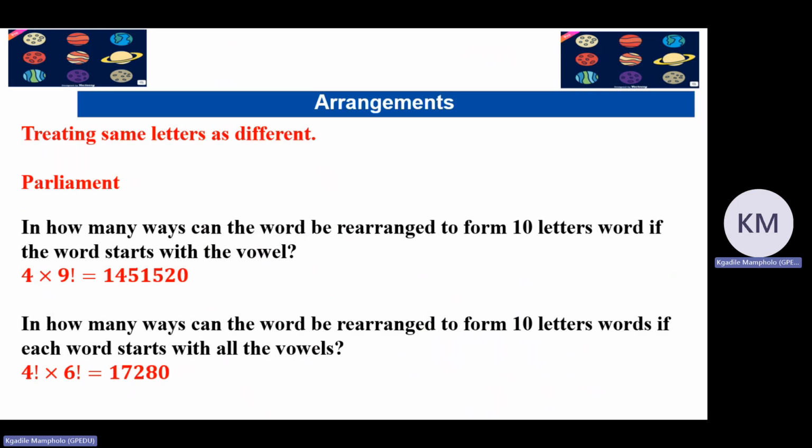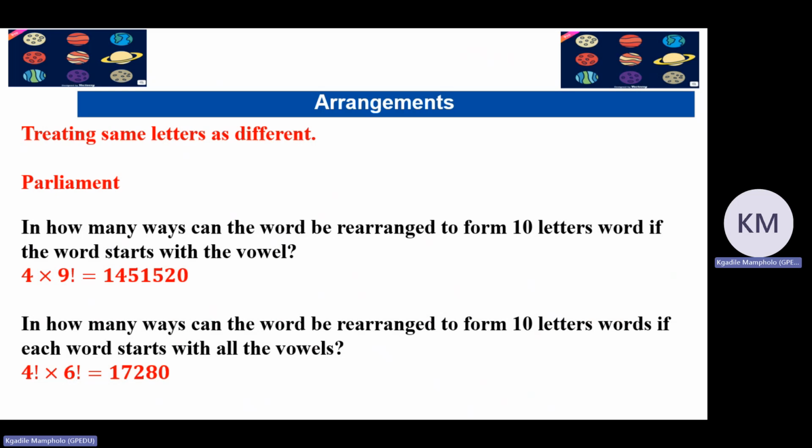So if you choose 1 vowel out of the possible 4, you remain with 9. The rest of the 3 vowels will be mixed with other letters, then you play around with them. They are 9. So 4 means you choose 1 vowel out of the possible 4. That is why it's not 4 factorial. So then we'll remain with 9. After that, you play around with those 9 letters.